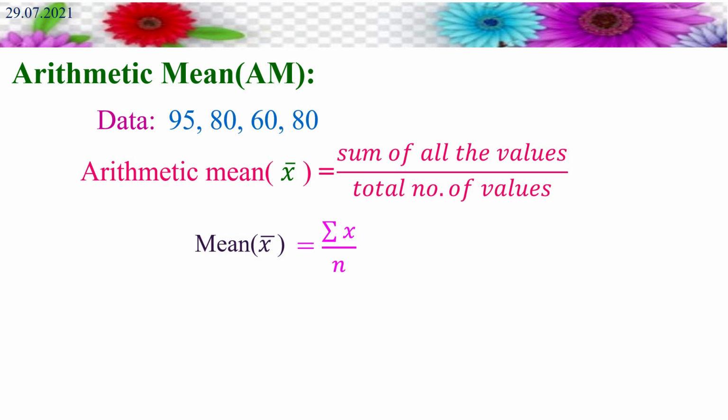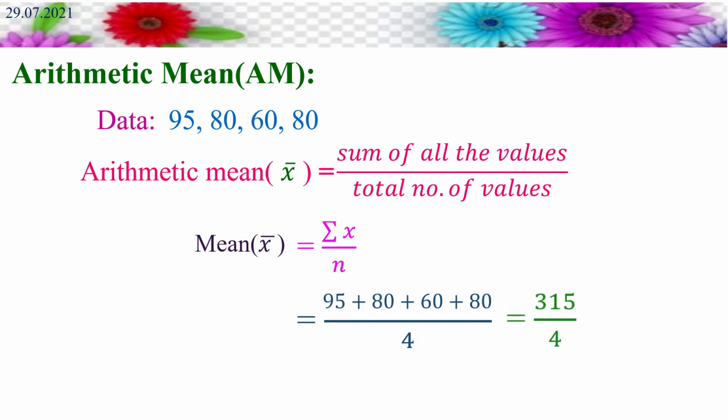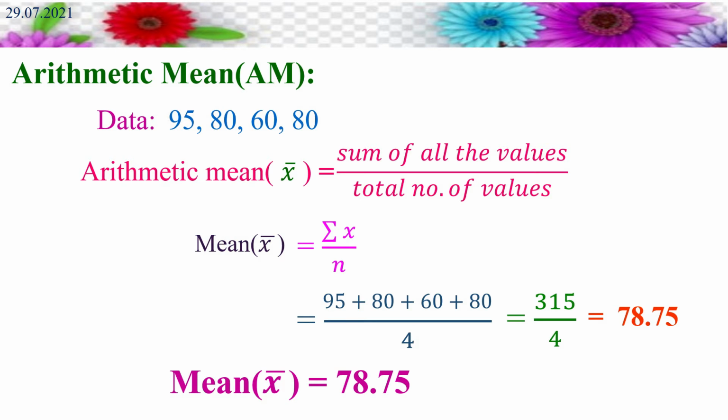Here sigma x is the summation, which means we have to add the given data. So x bar is equal to 95 plus 80 plus 60 plus 80 divided by number of data, 4. On adding we get 315 by 4. On dividing 315 by 4, we get the average as 78.75. Therefore, mean, which is x bar, is equal to 78.75.